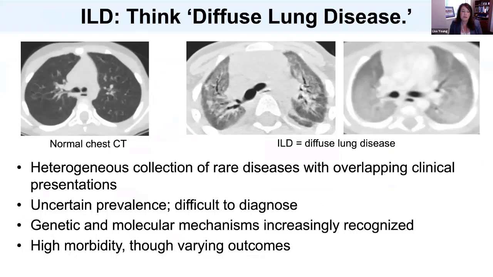Because these are very heterogeneous disorders. They're not one thing, as we'll talk about today, but their clinical presentations overlap. ILD is a little bit better nomenclature in the literature historically, but again, think about diffuse lung disease. And we'll talk today about the genetic and molecular mechanisms for which there's been a lot of progress. Historically, ILD was thought of as a dreadful diagnosis to make with very high morbidity, but as we'll discuss today, the outcomes really vary based on the subtype.